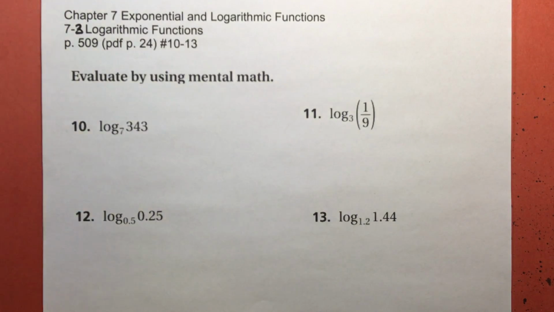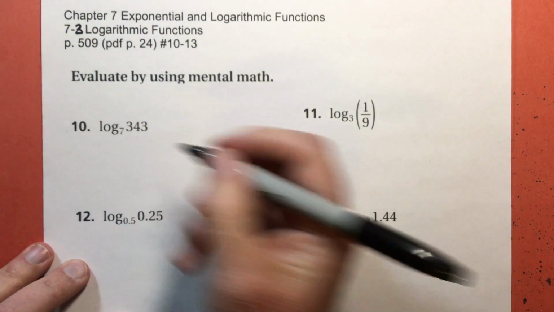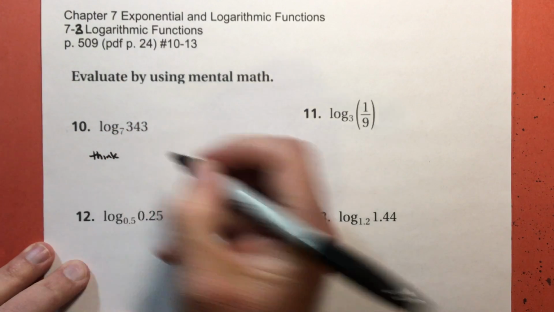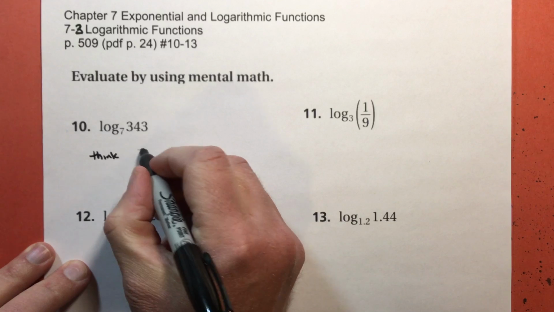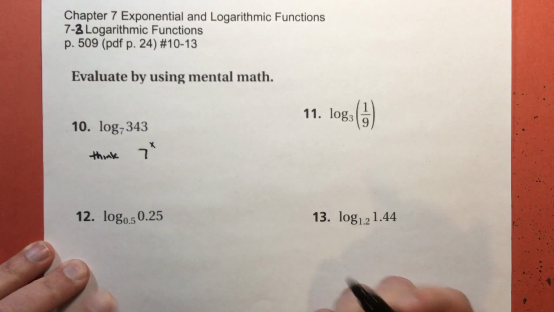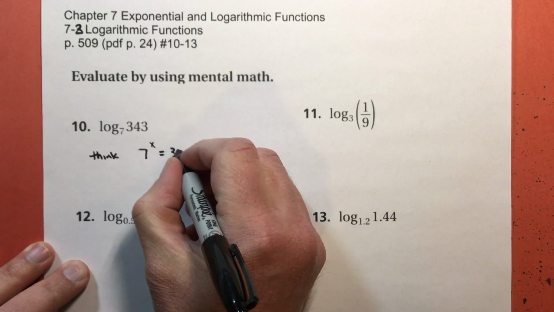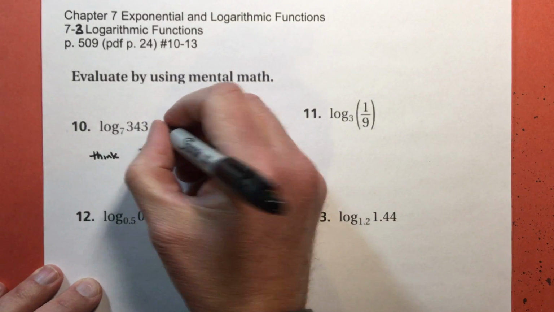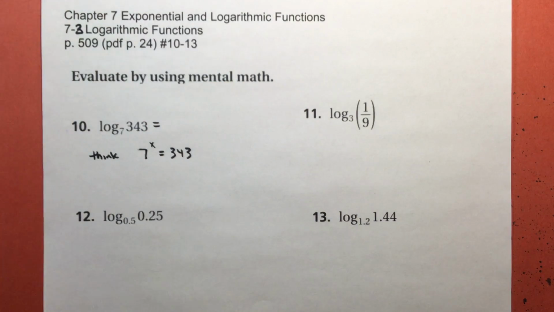What does that mean? I'm going to have to write because I'm showing you what I'm thinking. I am thinking, 7 to what power, because I'll use x because I don't know, equals 343. So in other words, the logarithm is the exponent, so what's my exponent here? Okay. Now, before you panic and say, I don't know how to do that, maybe you do.